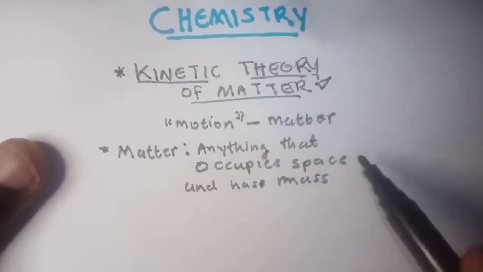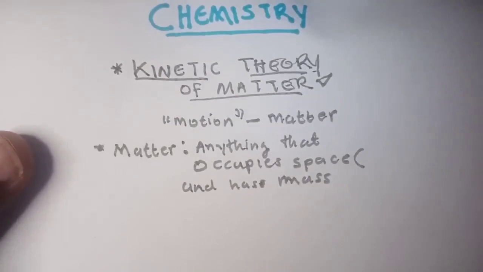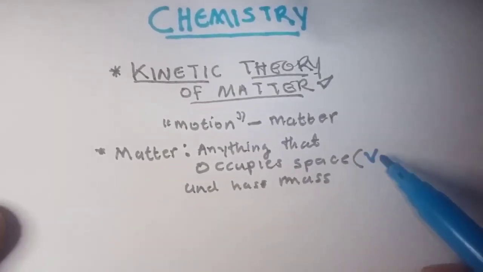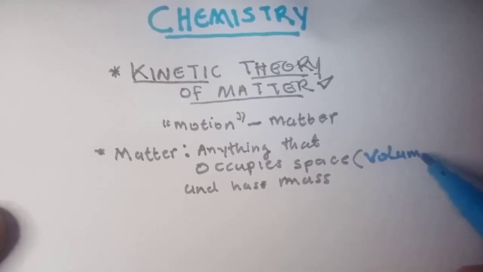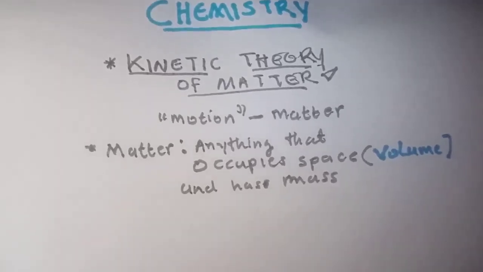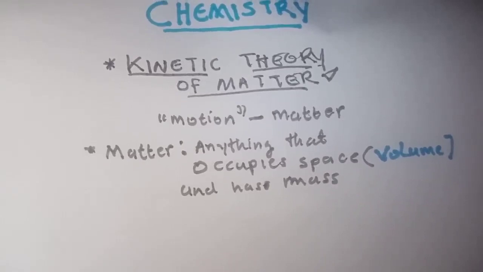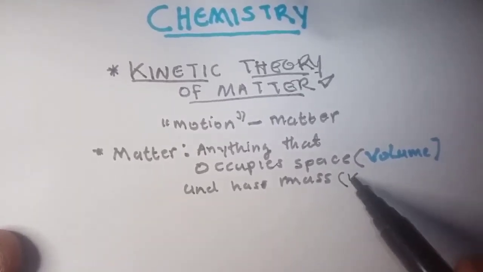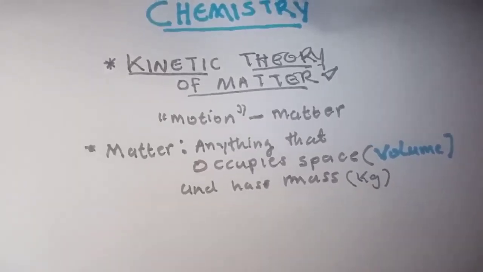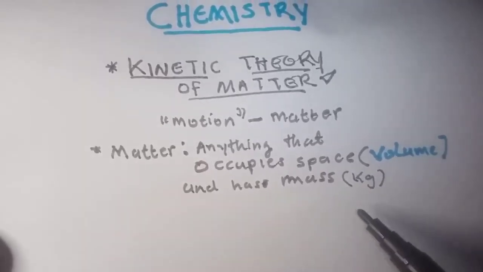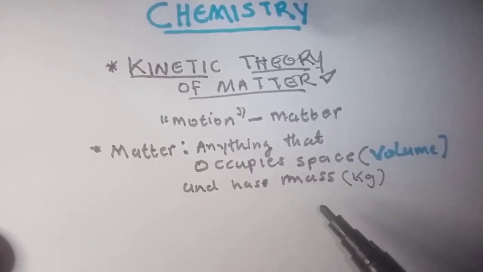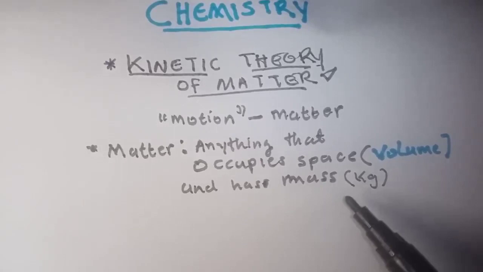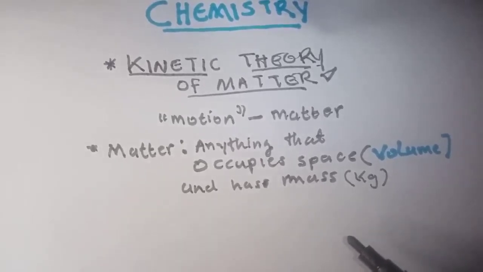The space we're talking about here, in other words, we call it volume. And the mass we're talking about is the same mass we know, in kg. So anything that has these two things, volume and mass, we classify that as matter.